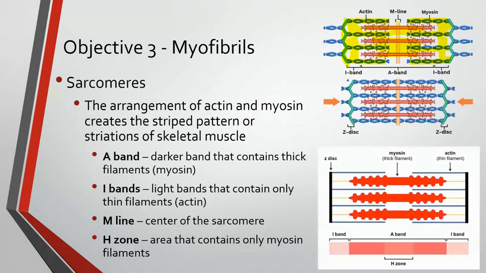The M line represents the middle of the sarcomere, and what's going to happen is in a contraction, these Z discs are going to move toward that M line. And then the H zone is this area where you only see the myosin filaments. Okay, so you have some overlap here, some overlap there, but in the middle, you do only have myosin filaments.